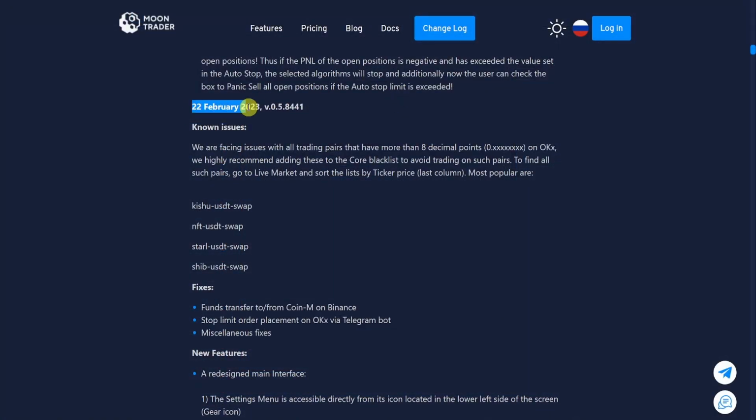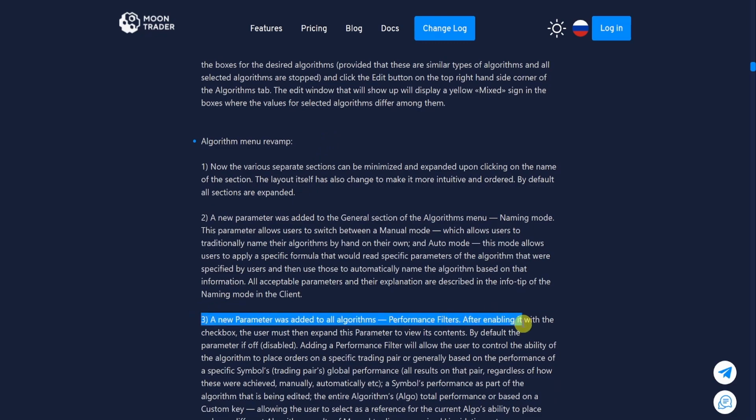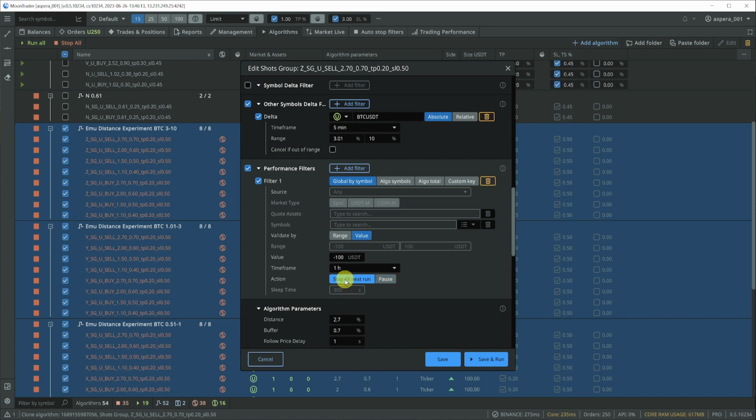From what I understand, this is a rather new feature, and I have only a very basic idea of what it is supposed to do. The first impression is that it is some sort of low-level auto-stop or auto-pause. So let's go and figure this out.